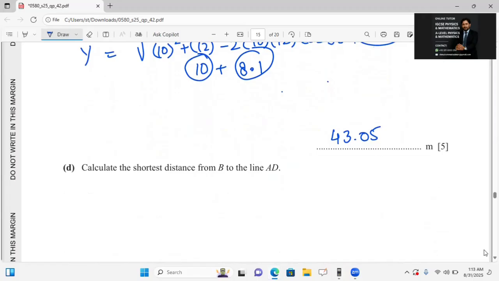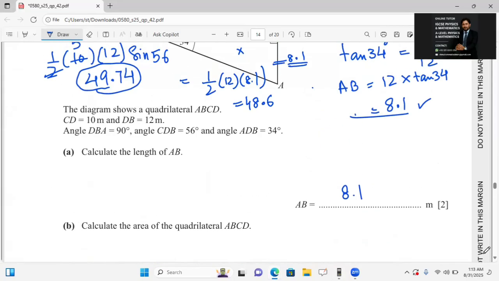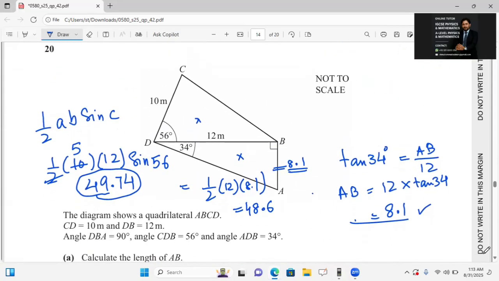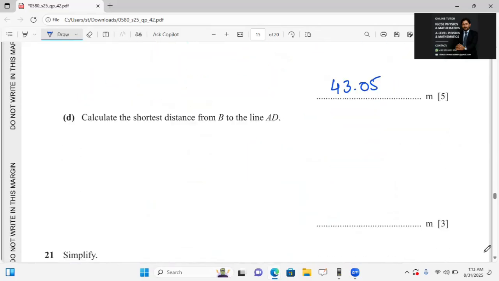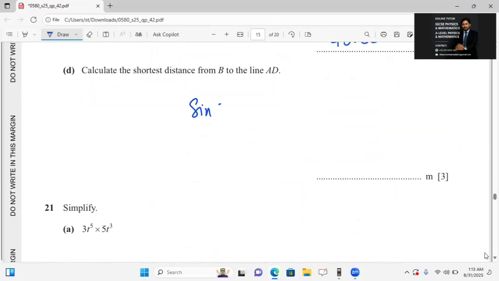Okay. Calculate the shortest distance from B to the line AD. I will have to draw a perpendicular over here. I have this angle 34 and 12. So it means I will use perpendicular, hypotenuse and angle. So sine 34 is equal to x over 12.